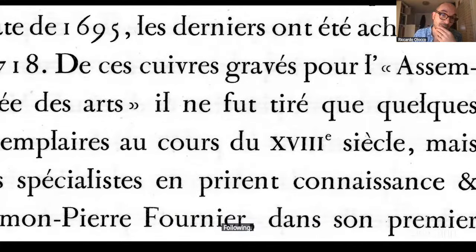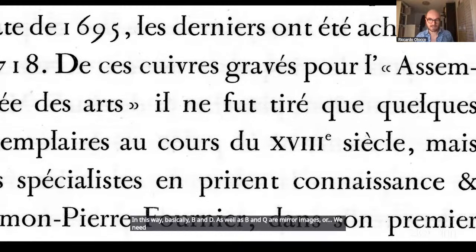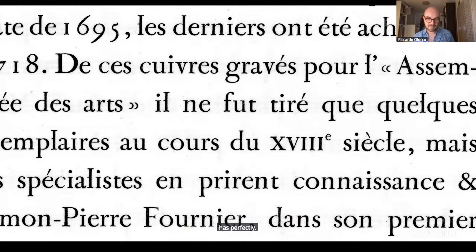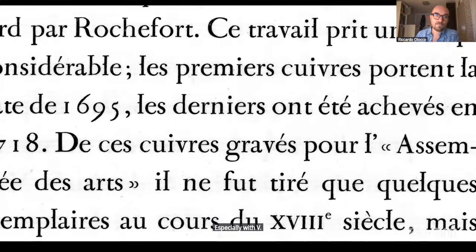So, first of all, a high contrast between thick and thins, and also the vertical axis in all the lowercase letters. In this way, basically, b and d, as well as p and q, are mirror images of each other. We need to say that c and lowercase e have a perfectly vertical axis in the plates, but their axes are slightly sloped in the type, especially that of e. Then there is a general smoothness of the curves. That is a peculiarity of modern type.